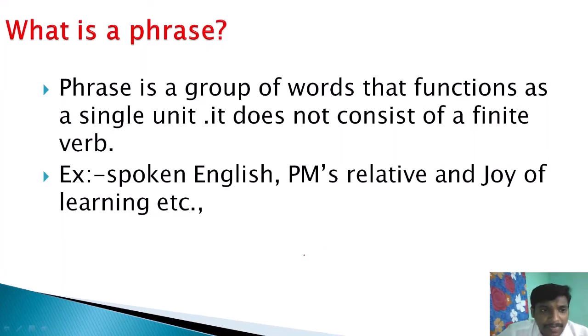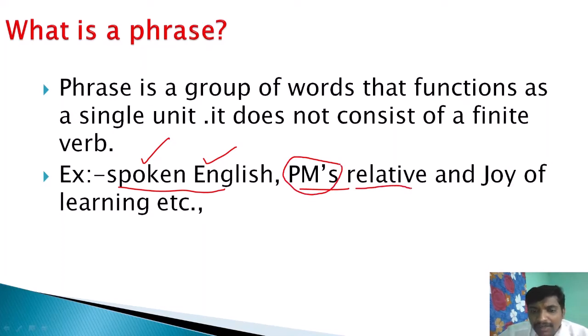Very simple. Here, a phrase is a group of words that functions as a single unit. It does not consist of a finite verb. For example, spoken English. Spoken is a word, English is a word. Spoken English is a phrase because it is a group of words. PM's relative: this is one unit, this is another unit. It means PM's relative is a phrase. Next, joy of learning.